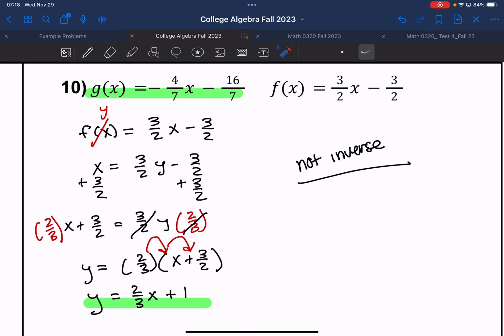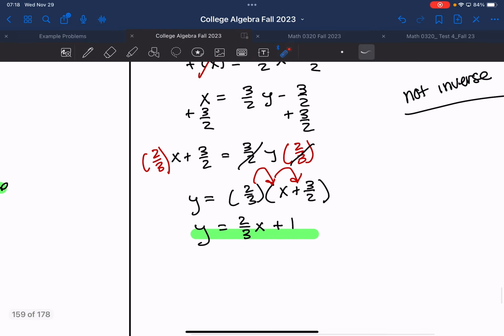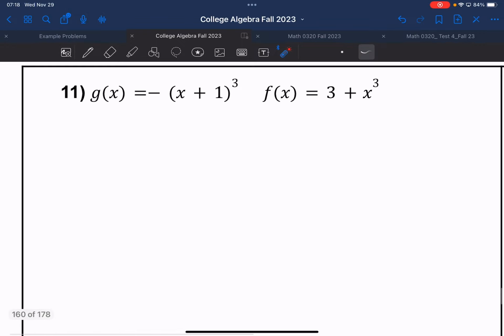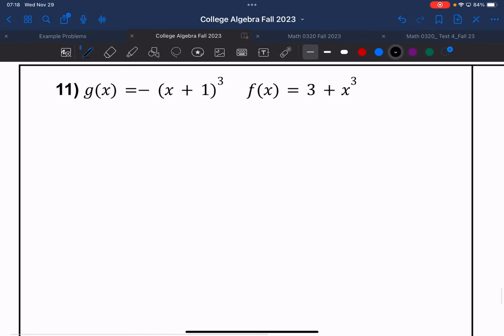See how we're doing on time. Okay, let's go ahead and look at number 11, and then I'm going to leave 12 as self-practice so we can move on to the next concept.